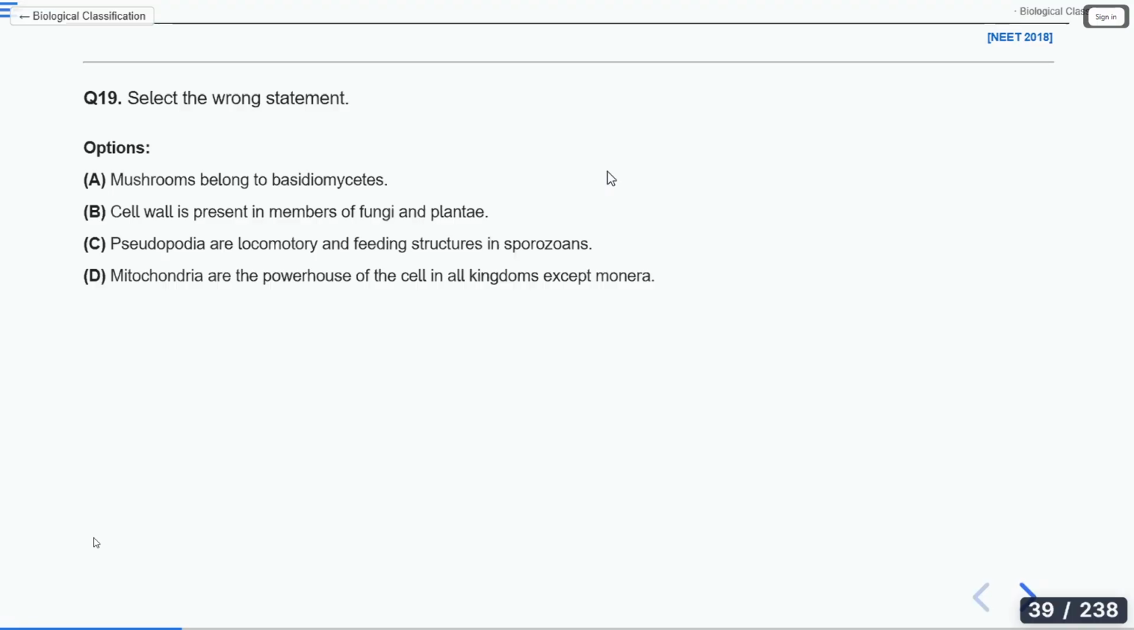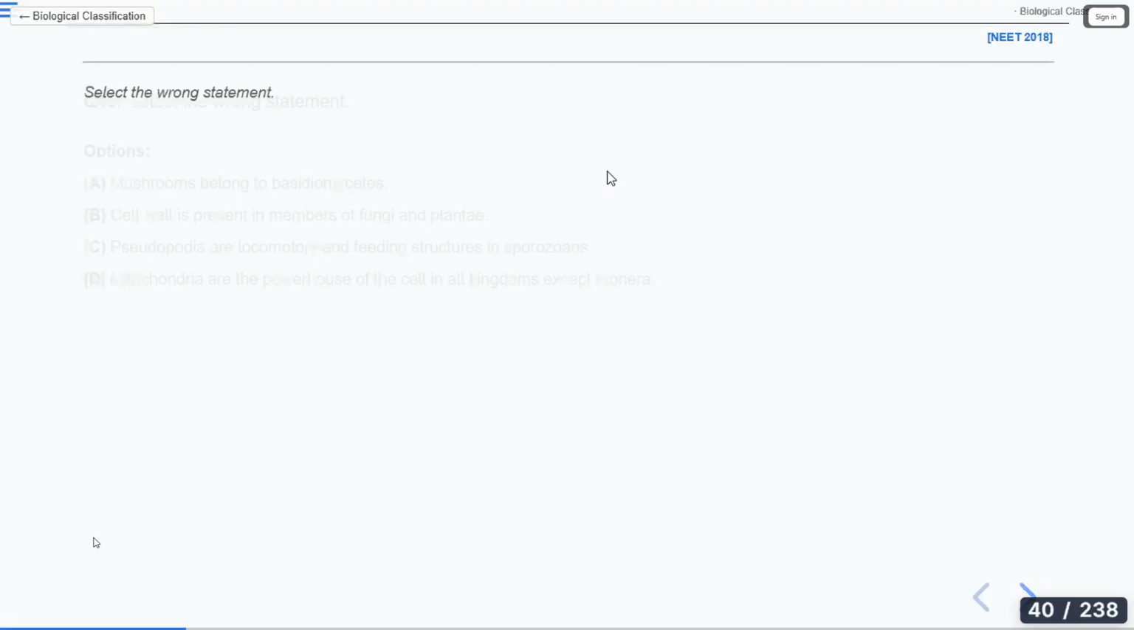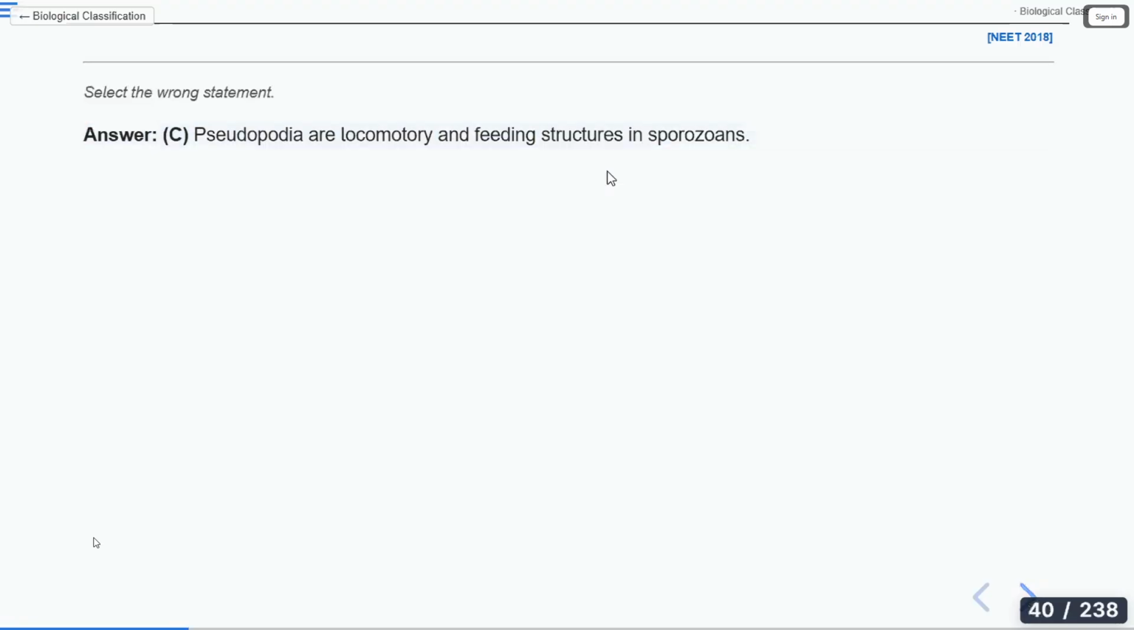Cell wall is present in members of fungi and plantae. Is that true? Is cell wall seen in plants and fungi? Yes or no? Yes, B is true. So let's see the correct answer now. What is the wrong statement? Pseudopodia are locomotory and feeding structures in sporozoans. That is the wrong answer.